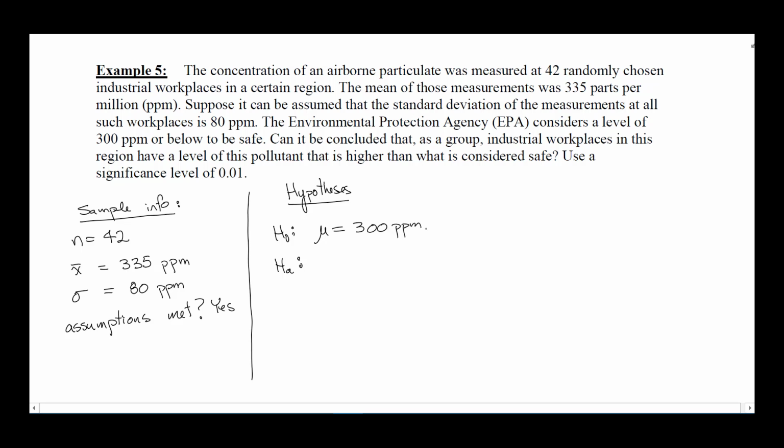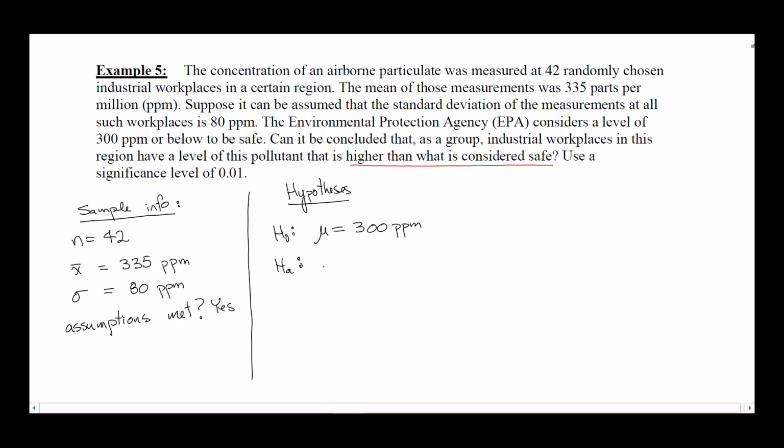And now for the alternative hypothesis, we need to decide whether it's a one-tailed or a two-tailed test. So we look in our problem and we ask, when it's asking us about the conclusion, is it steering us in a particular direction? Can it be concluded that as a group, industrial workplaces in this region, so that's our population, have a level of this pollutant that is higher than what is considered safe? Okay, so that looks to me like a one-tailed test. We should really only be doing that if we have reason to believe it's not going to be the other direction.